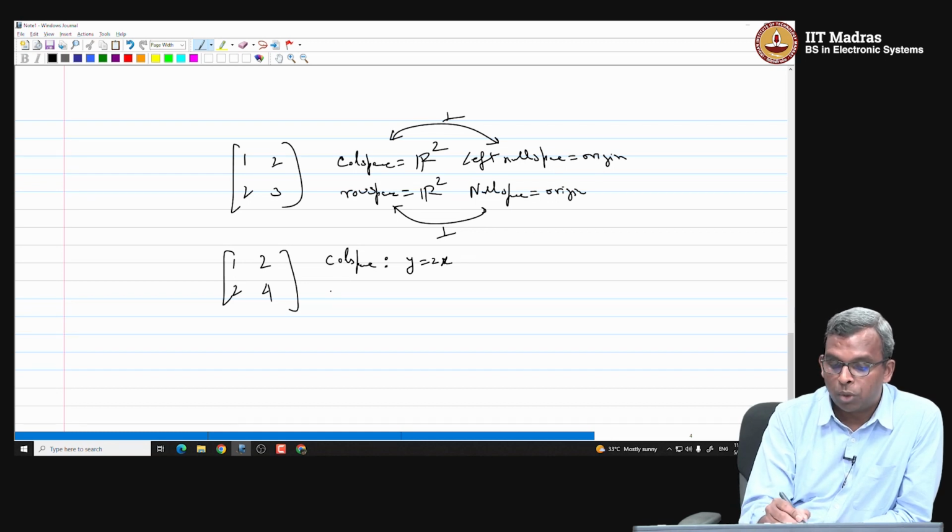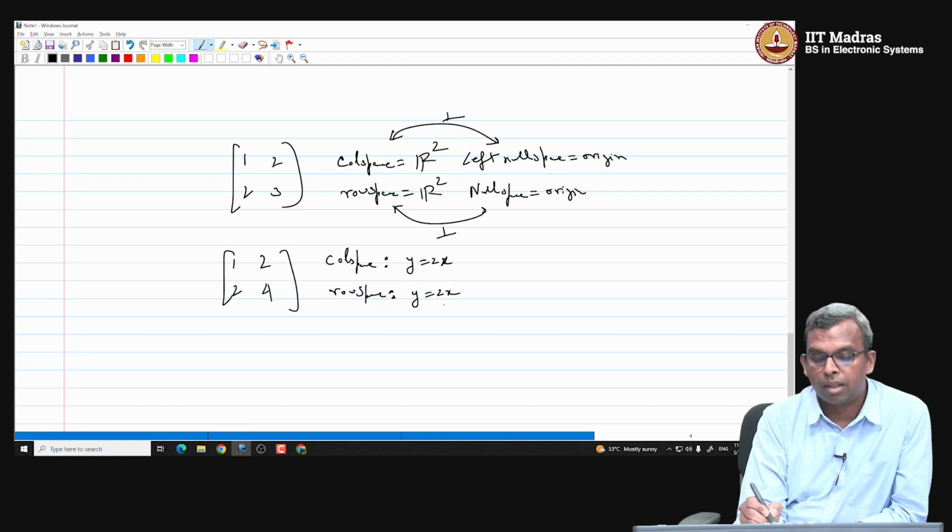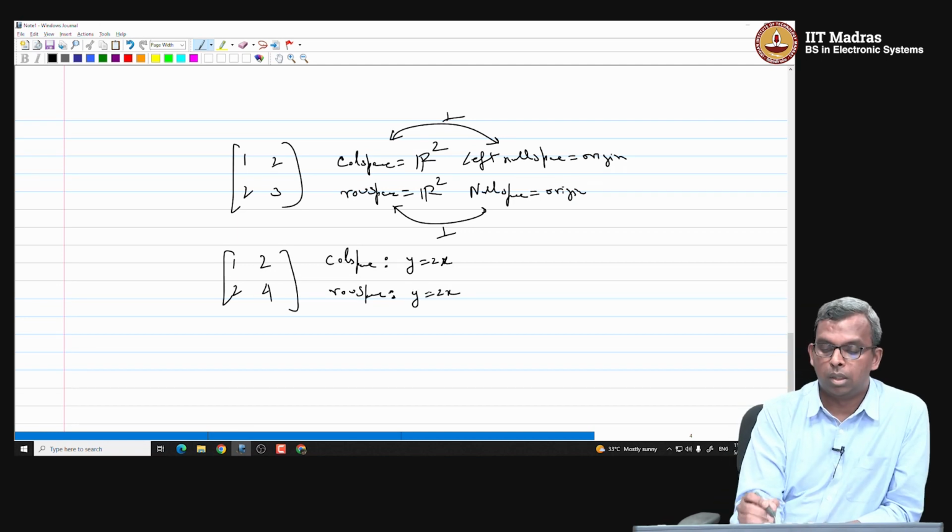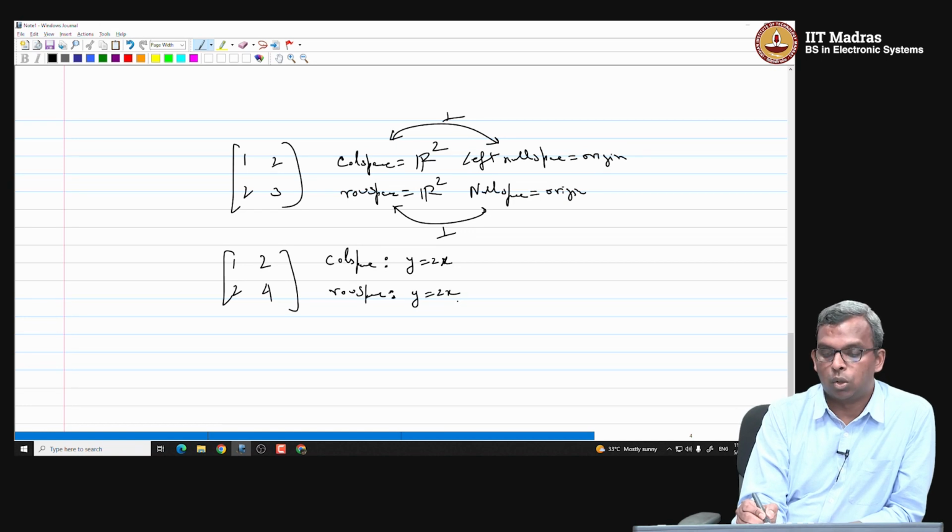Okay. So what about the row space? Do you see what the row space is? Okay. So the x coordinate is again, you're getting something very interesting, right? So you get y equals 2x again for the row space, right? So 1, 2, y equals 2x is the row space.